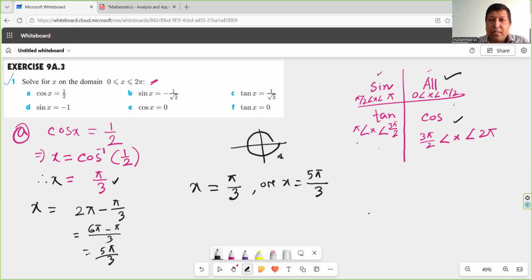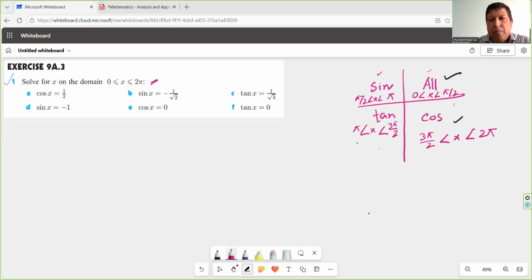So A number answer, A number maths completed. Question number B: sine x equals minus 1 by root 2. So we want to find the x value.